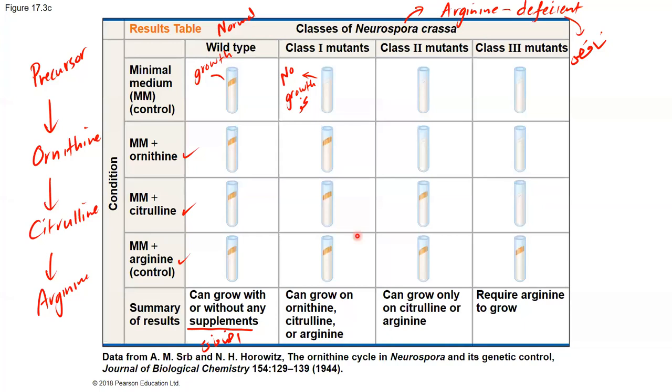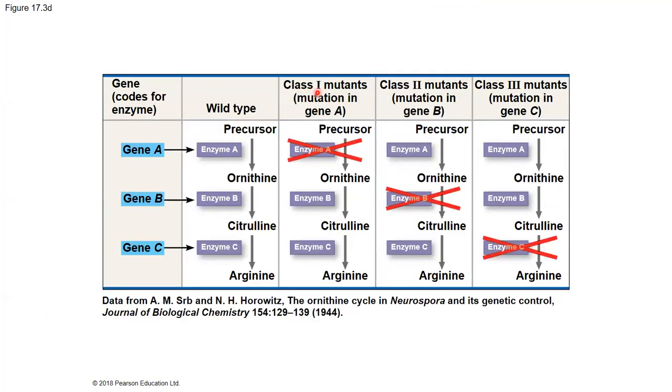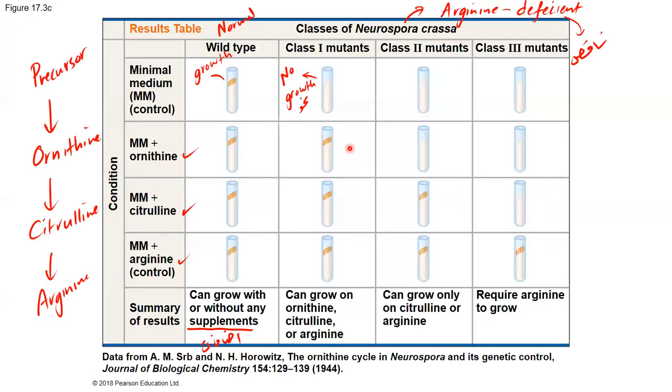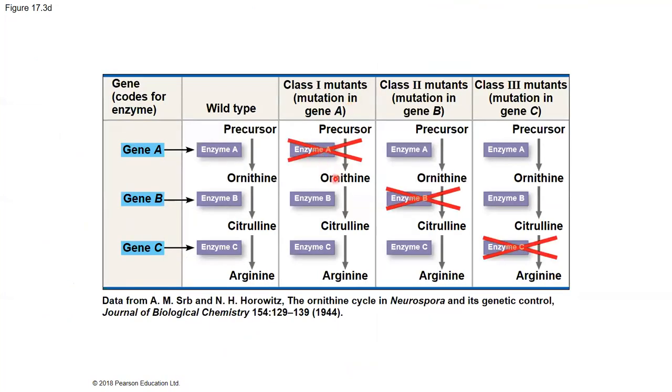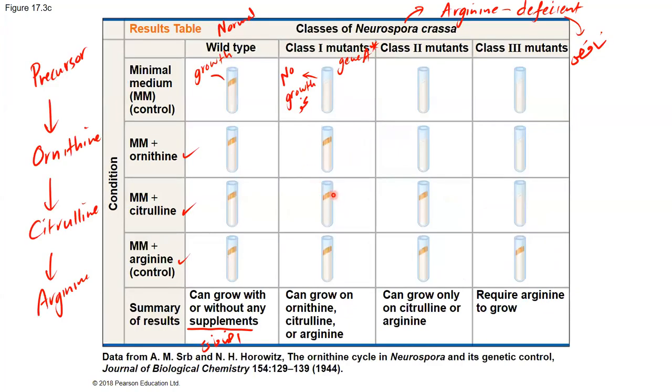Okay? Which means these cells of class 1 mutant have a mutation in enzyme A, and enzyme A is not present. If enzyme A is not present, it cannot convert the precursor into ornithine. So they are mutants in gene A. But if you give them ornithine, enzyme B and C are good. Which means they will convert ornithine to citrulline, then arginine. That's why they grow here.